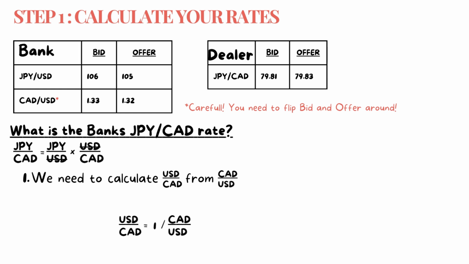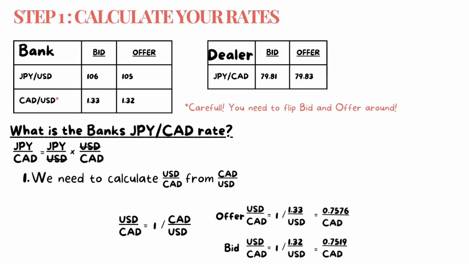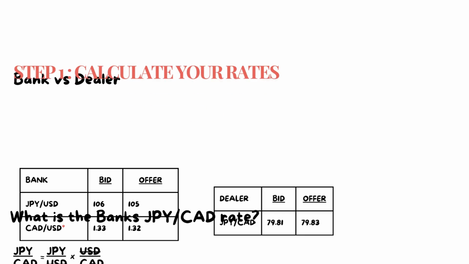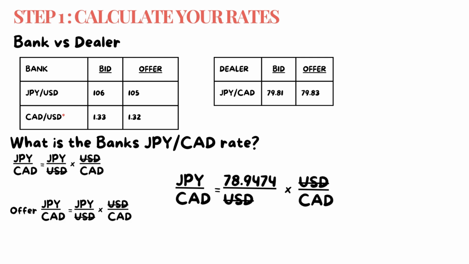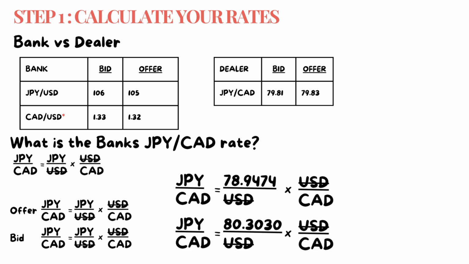So we find out that the bank's USD to Canadian rate is 0.7576 USD to Canadian for the offer, and their bid, so how much they're willing to buy it for, is 0.7519 USD for 1 Canadian. Now let's go back to our original formula in order to find out what the bank's Japanese yen to Canadian dollar offer is. So once we apply the formula, obviously the USD cancels each other out. We end up with the bank offering 78.9474 Japanese yen for 1 Canadian dollar and the bid of 80.3030 Japanese yen for 1 Canadian dollar.